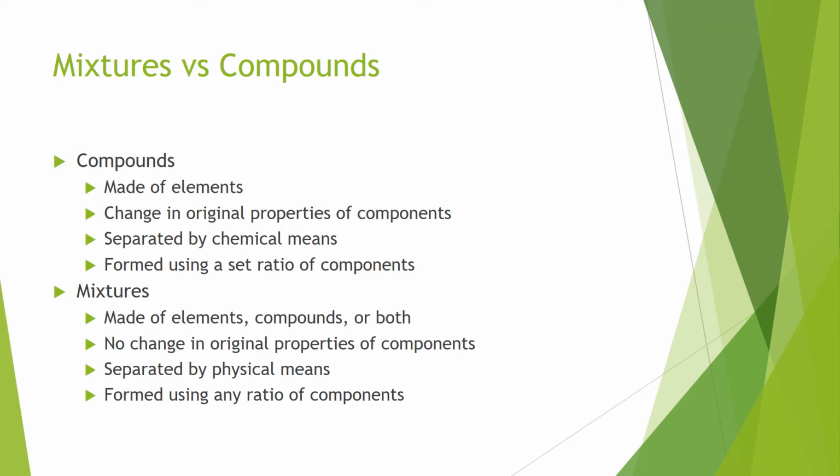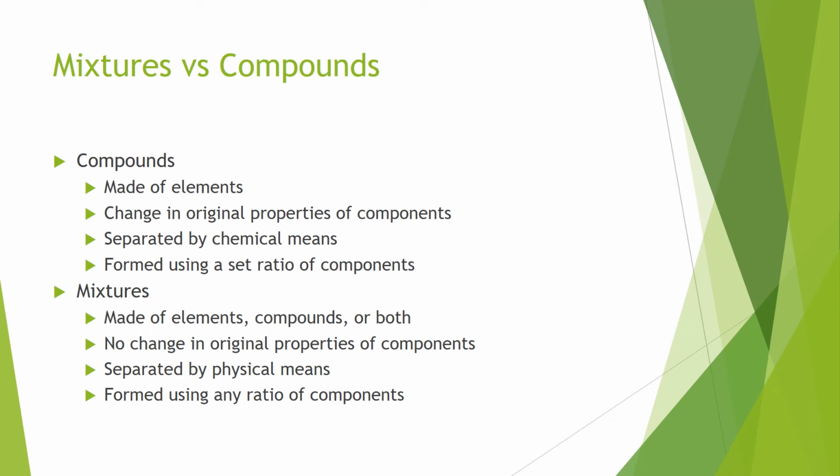Thirdly, compounds can be separated by chemical means. You can't just pull apart a compound, but some can be separated by electricity or other chemical means, whereas a mixture can be separated by physical means. Some are a little easier than others, but it's still not too difficult.